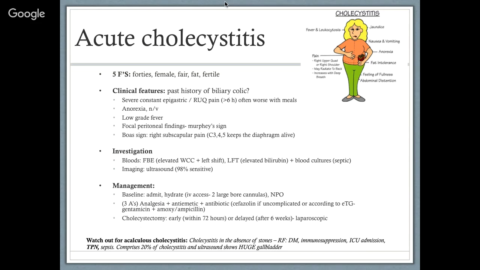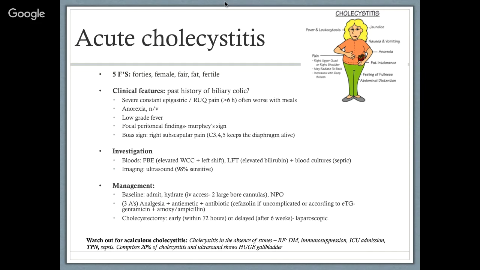And it's often irritated. Also, commonly after patients get appendicitis and they get laparoscopic surgery, they complain of shoulder pain that's almost worse sometimes than the abdominal pain. And that's because there's irritation of the diaphragm with the surgery. So investigations: look for an elevated white cell count, left shift. You might have elevated bilirubin. If they're febrile and you're wondering if they're septic, you'll do blood cultures. And ultrasound is really the one thing you need to do. It's 98% sensitive.